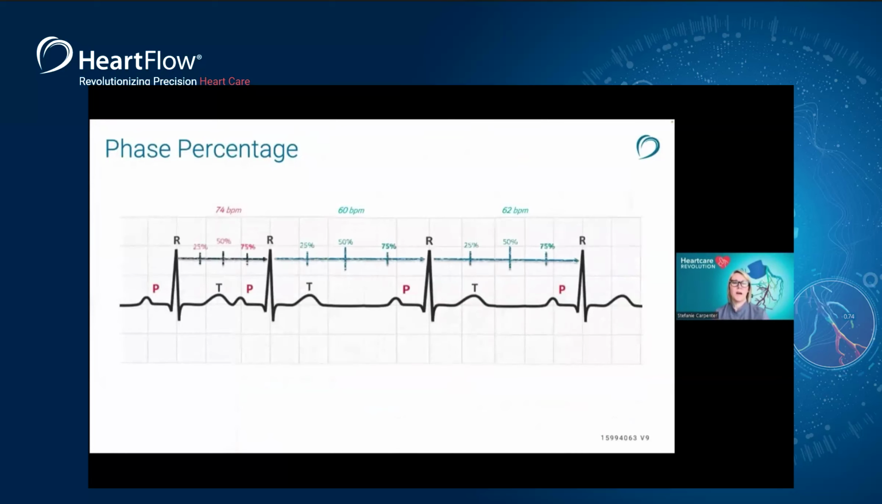When the patient has high heart rate variability, phase percent may not be the most accurate because of the irregularity in the distance between R to R peaks. In this example, you can see the 75% phase falls in a different location on the 74 beats per minute heart rate than it does on the 60 beats per minute heart rate. This will cause misregistration on the CT images.